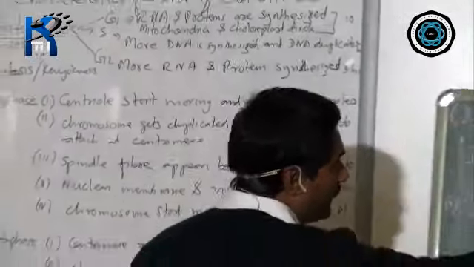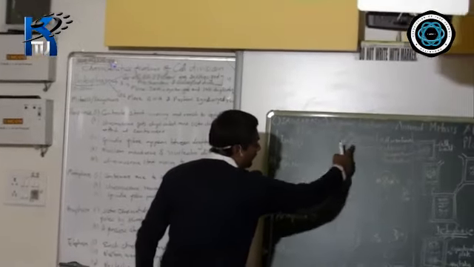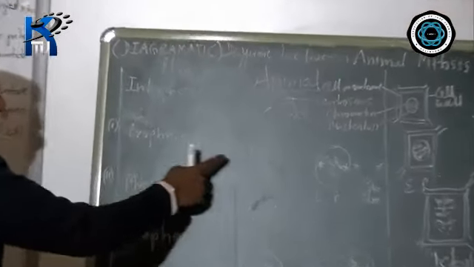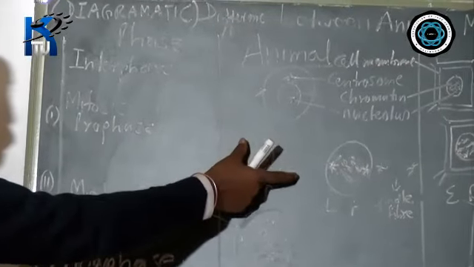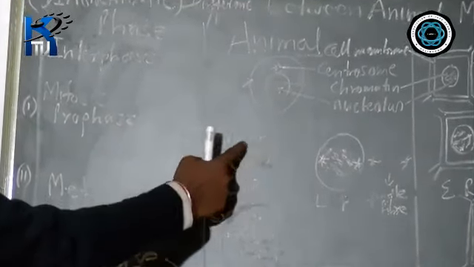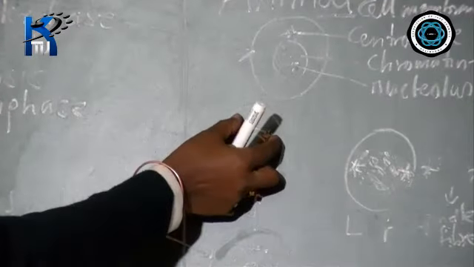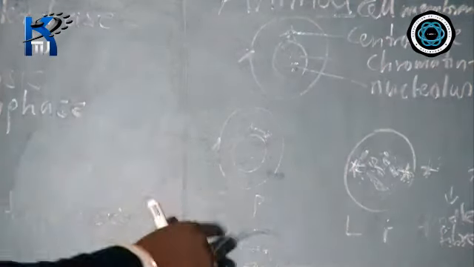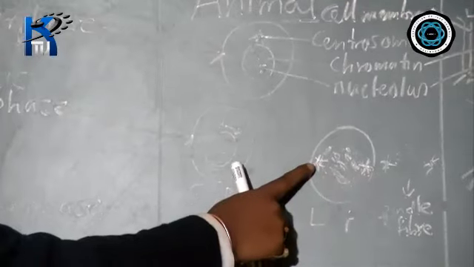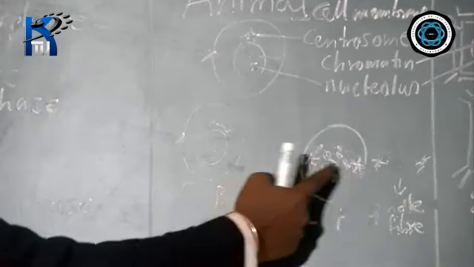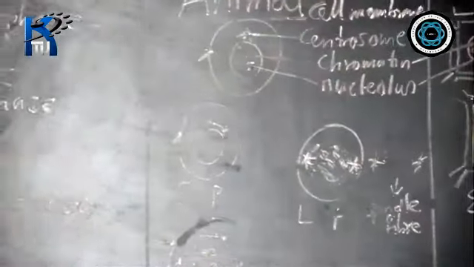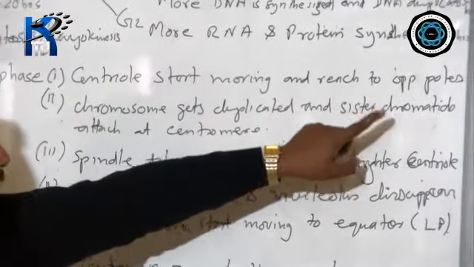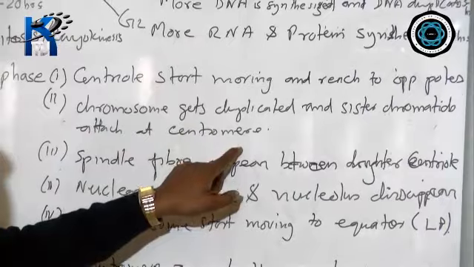Take for example, here in the interphase, you see the centrosome, chromatin and nucleolus. Now in the prophase, what has happened? The centrioles are starting to move towards the pole. This is the pole. This is the chromosome, and when they have just started moving, you call it early prophase. The next one, late prophase. Here the centriole has already reached the pole. But how are you going to write it? Chromosome gets duplicated and sister chromatids attach at the centromere.